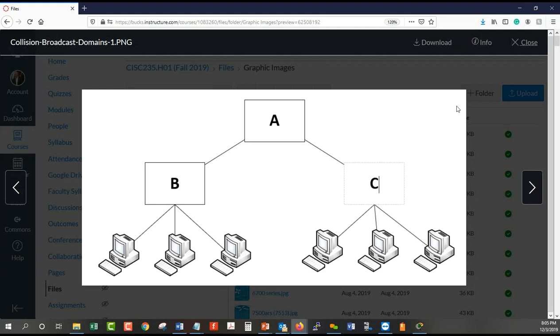Now, question, are there any routers in this diagram? No. Therefore, if there are no routers, this is all one big broadcast domain. So 7 collision, 1 broadcast. All right, very good. Let's step it up a bit. Okay, so A is a router, B is a switch, and C is a hub. Take a moment to think about that.